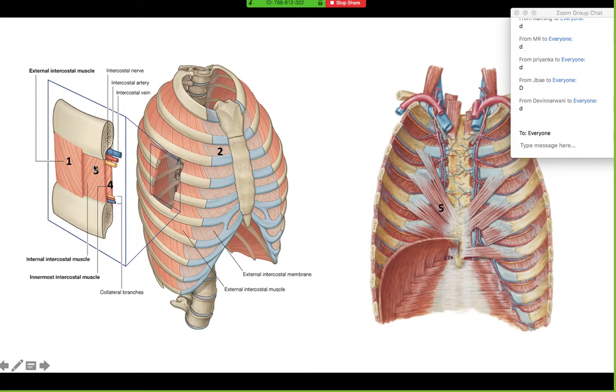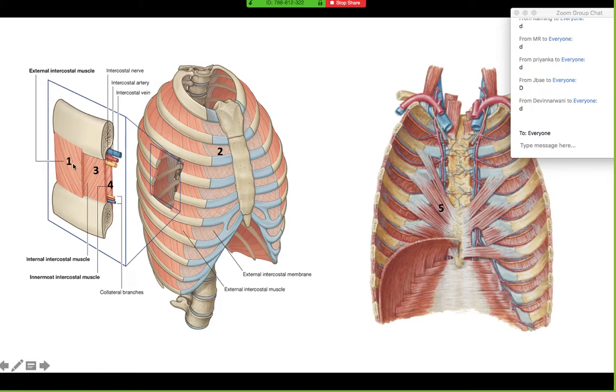And then number 3, your internal intercostals. So that's the layer below the external intercostals. The internal intercostals can be divided up into an interosseous portion and an interchondral portion. So interosseous meaning between bone, and interchondral meaning between cartilage. The interchondral portion is going to be from the sternum to the costochondral junction, and then the interosseous portion is from the costochondral junction wrapping all the way around the back to the angle of the ribs.